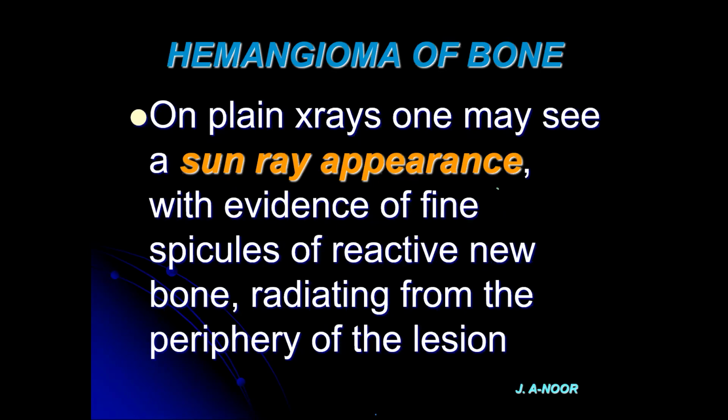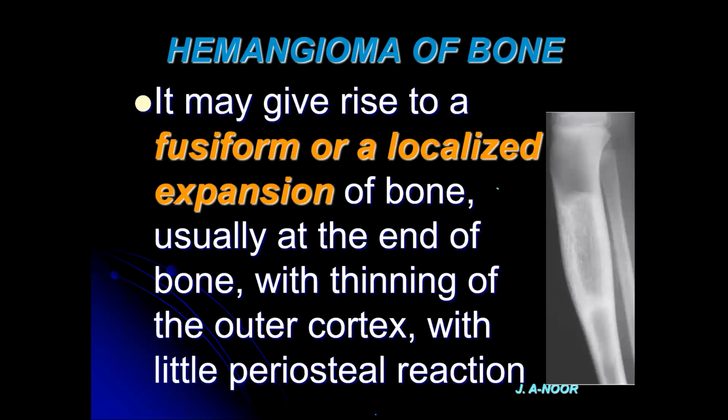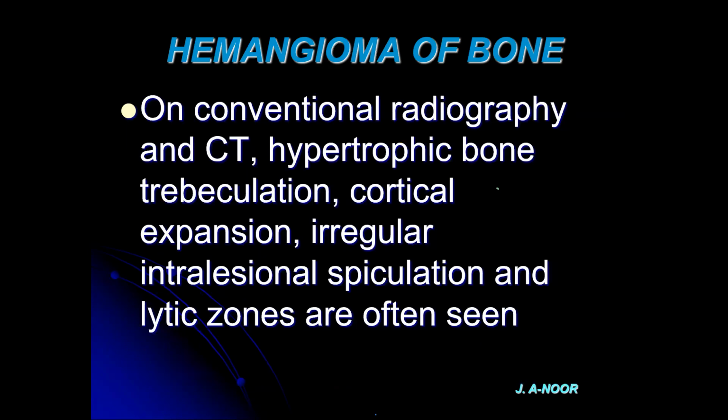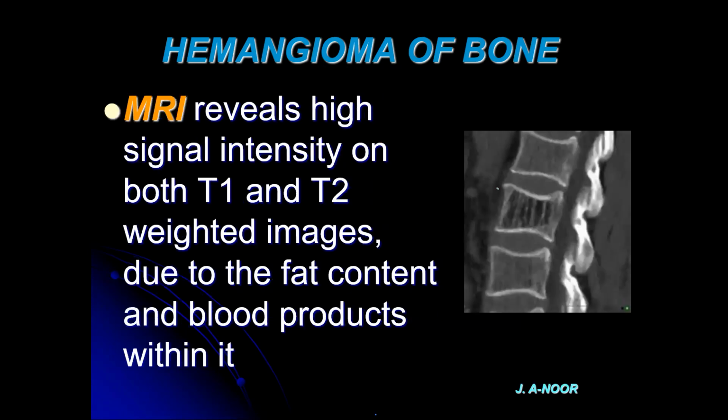On plain X-rays, one may see a sun ray appearance with evidence of fine spicules of reactive new bone radiating from the periphery of the lesion. It may give rise to fusiform or localized expansion of bone, usually at the end of bone with thinning of the outer cortex, little periosteal reaction. On conventional radiography and CT, hypertrophic bone trabeculation, cortical expansion, irregular intralesional spiculation, and lytic zones are often seen.